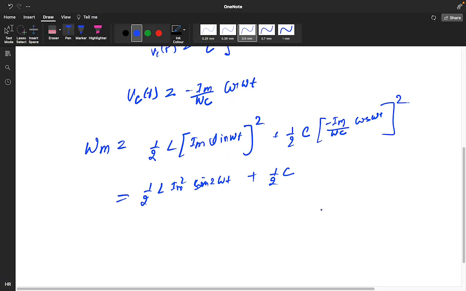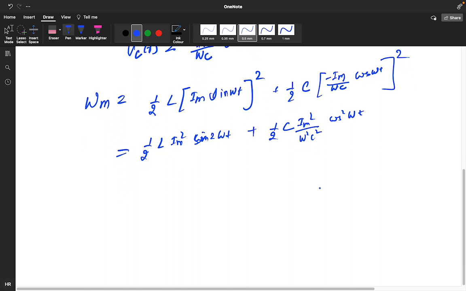Okay, so half C Im square, that is omega C, omega square C square into cos square omega t.